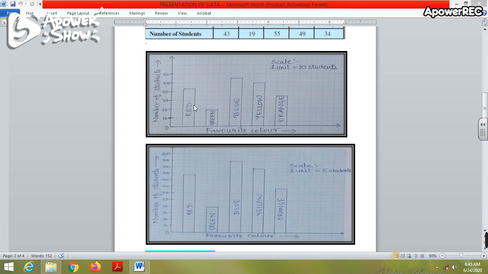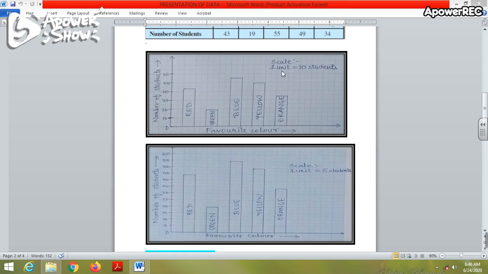But in the above bar graph, this bar represents the number of students having red as a favorite color as 43. So this is the most appropriate bar graph for presenting this information, as it presents all the data exactly, and here this bar graph shows an approximate value of all the data which we have. So it is better to choose our scale as 1 unit equals 10 students.